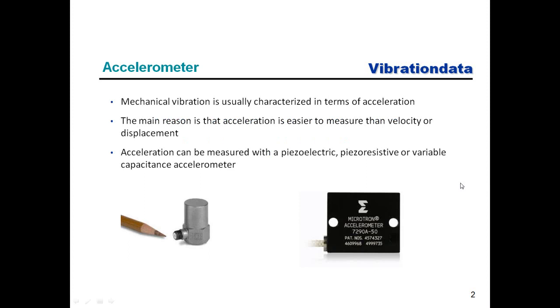Now, typically when we measure vibration, the most common sensor is an accelerometer. So this is a very easy way in most cases to measure vibration. And it's easier to measure acceleration than it is to measure velocity or displacement in most cases. And there are various types of accelerometers. The one on the bottom left is a piezoelectric type, but there are also piezoresistive types, variable capacitance types, as well as several other types. And in the bottom right-hand corner, that is an example of a variable capacitance accelerometer.